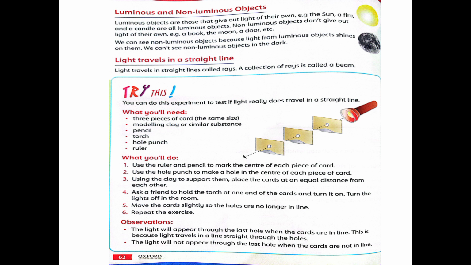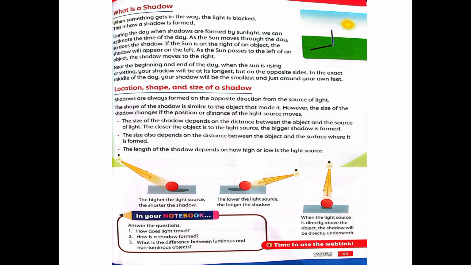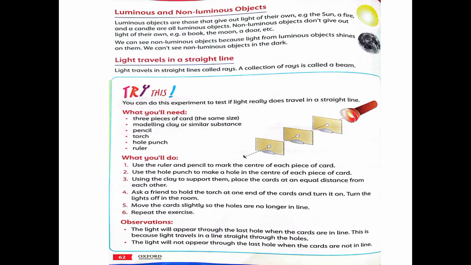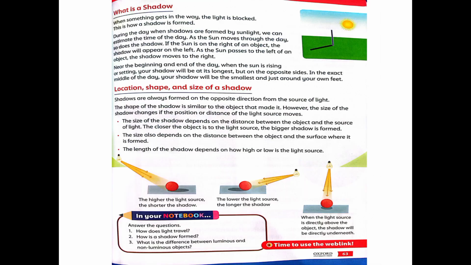Ask a friend to hold the torch at one end of the card and turn it on. Move the card slightly so the holes are no longer in line. Now repeat the experiment more than one time. The observation you will get is that the light will appear through the last hole when the cards are in line, but when you place a book or anything in them or displace the lines, the light will not travel in a straight line. So this proves that light always travels in a straight line.